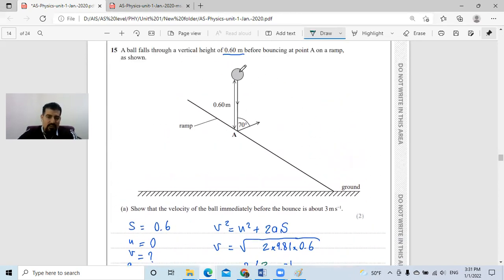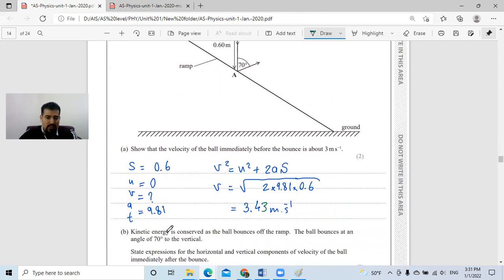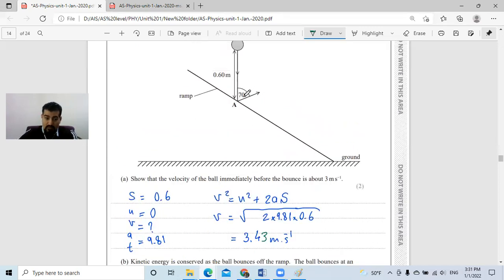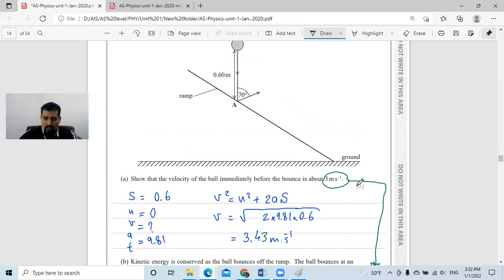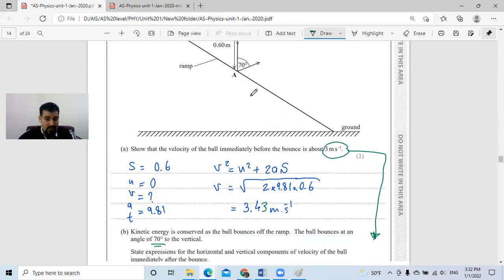Now it falls with this speed and bounces. What they said here: kinetic energy is conserved as the ball bounces off the ramp. The ball bounces at an angle of 70 degrees from the vertical. You have to be careful: from the vertical 70 degrees, or from the horizontal 20 degrees. You can use 20 degrees or keep using 70 degrees, it depends on how you are thinking. They say kinetic energy is conserved, that's why they give us this value. That means the speed of bouncing is 3 meters per second with an angle of 70 degrees to the vertical.